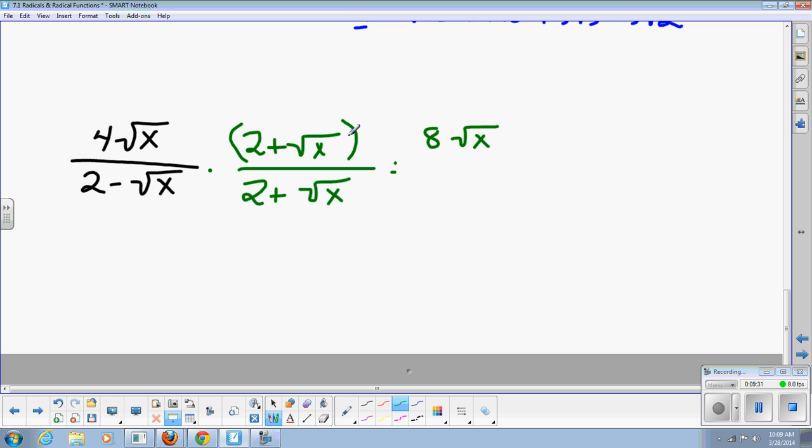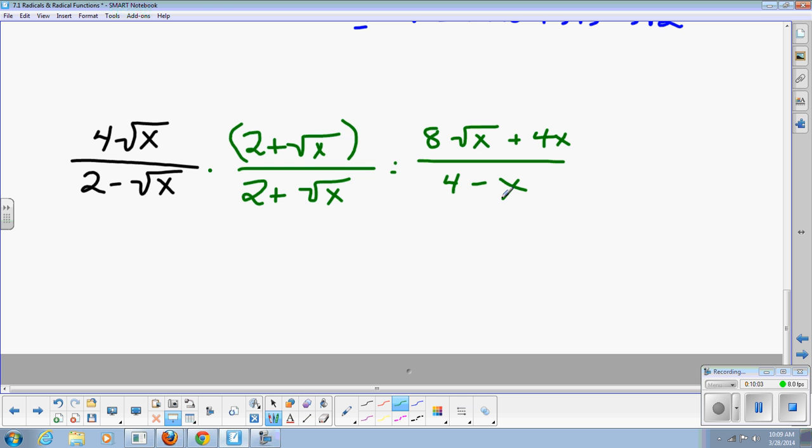Then I have 4 times the square root of x times the square root of x. A square root times itself always equals the number on the inside. So I'll say it's 4x. All over. Since I'm using the pattern of a product of a sum and a difference, square the first term. 2 times 2, that's 4. The middle term will cancel, so now I can just do these: negative square root of x times a positive square root of x gives me a minus x.